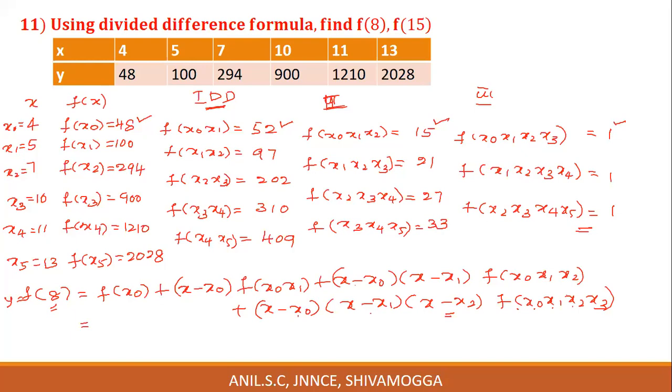Four 48, 448, that's right. Correct answer. F of 8 is equal to 448. This is the first case, finding f of 8. Next, the second case. What is required here in the second case?